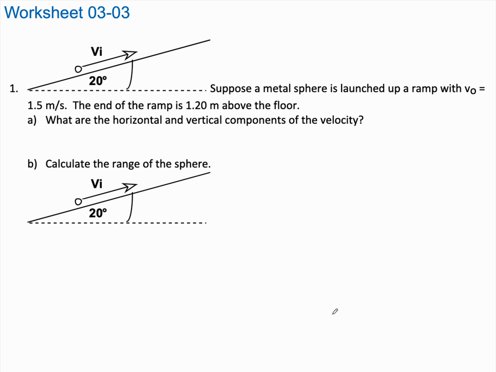So we're ready to head into homework. Take a look at this. We've got a metal sphere that is being launched off the end of a ramp. And the end of the ramp is 1.2 meters above the floor. What are the horizontal and vertical components of velocity? So first thing we're going to do on this one, up here, you just have to do a little bit of trig work. This is 20 degrees. And if you do that, you'll find the two components are this and this.